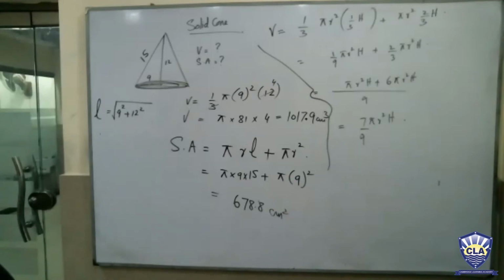When he uses the word similar, then we will apply A1 over A2 equals L1 over L2 whole square, and V1 over V2 equals L1 over L2 whole cube for volume.